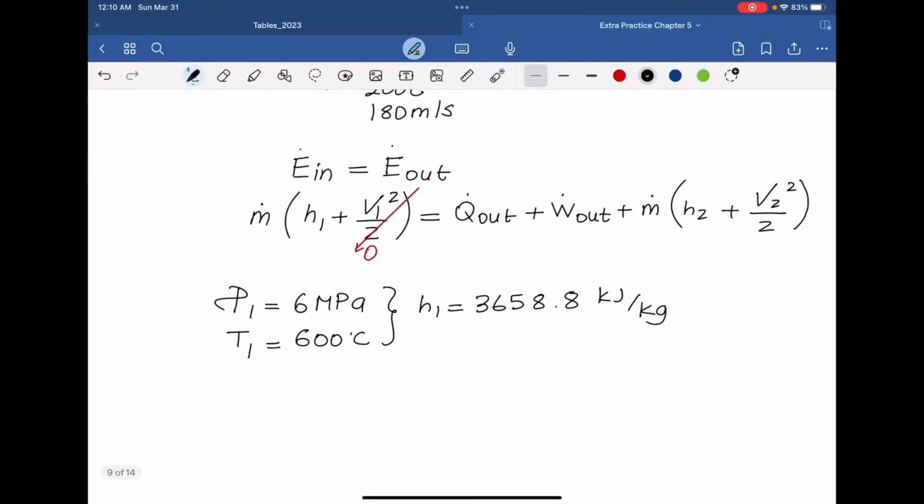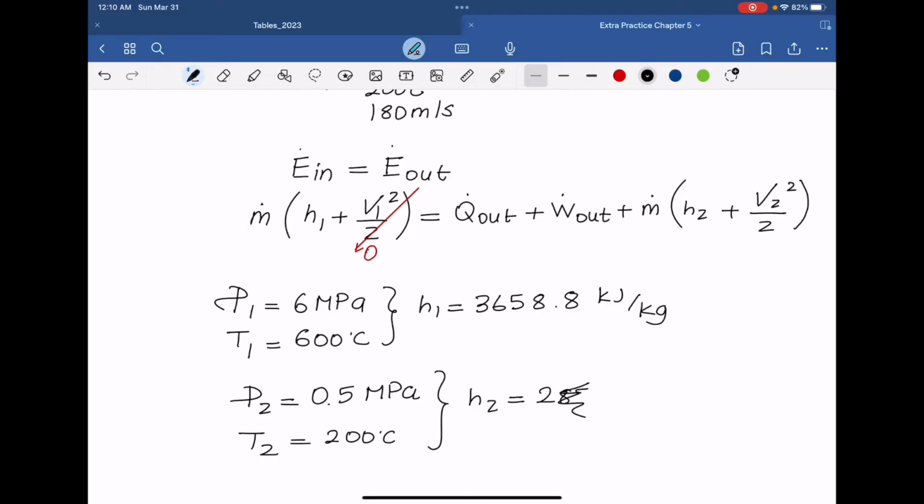So from the same tables, we look at, for the pressure 0.5, I mean water tables, we look at temperature to be 200 and our enthalpy is this. So since now we know the enthalpies, let's plug in the numbers and then solve it.